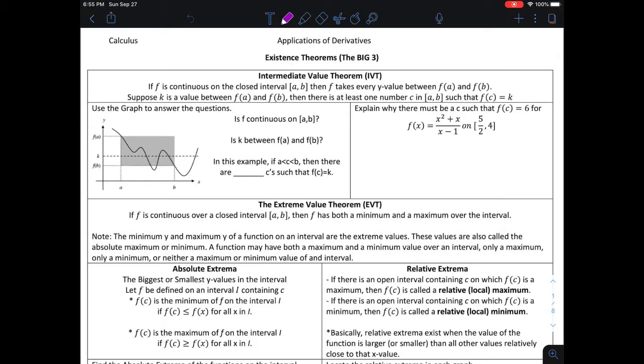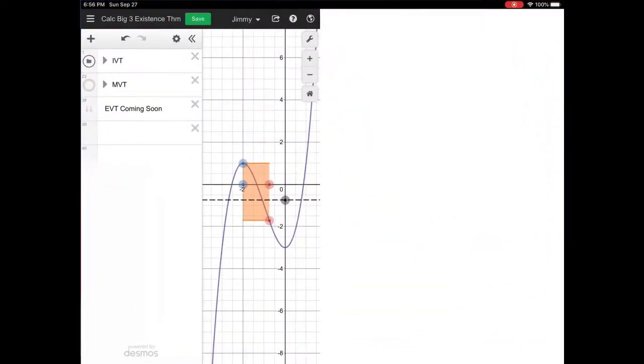We're going to start with the intermediate value theorem. The intermediate value theorem, abbreviated IVT, says if a function is continuous on a closed interval from a to b, then f is going to take on every y value between f of a and f of b. Let me pull up Desmos to make this a little clearer.